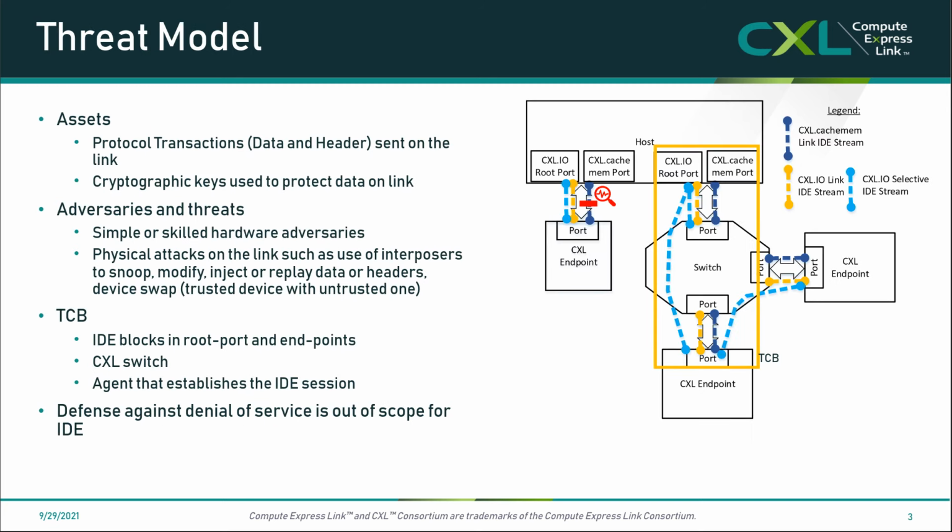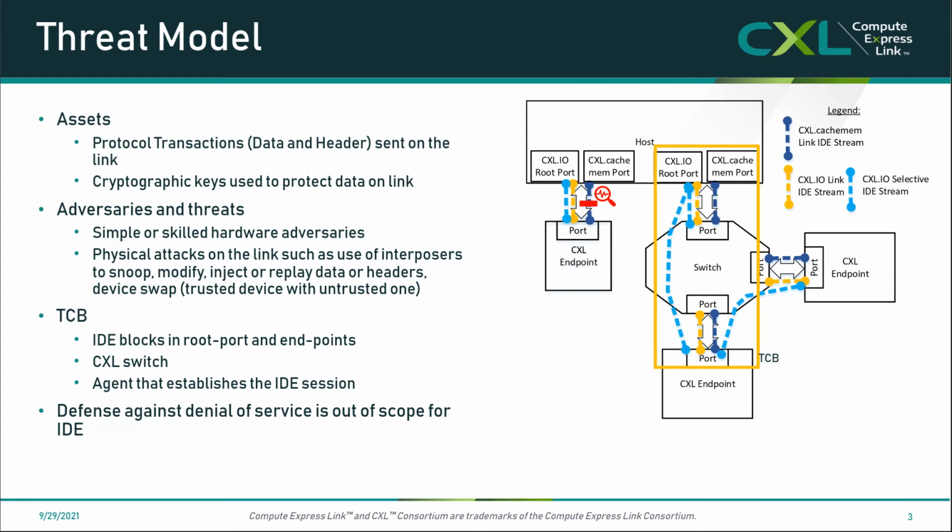Let's dig right in. From a threat model perspective, the data we want to protect is the protocol transactions that are going across the link. If you look at the diagram on the right, it shows an example system with a host that's connected to a CXL endpoint. Maybe there's a switch in the path, and there could be multiple endpoints connected below the switch. The primary asset that you want to protect is the data, both the protocol transactions and the data and header that goes across the link. And of course, any cryptographic keys that are involved in setting up and using the IDE would also require protection.